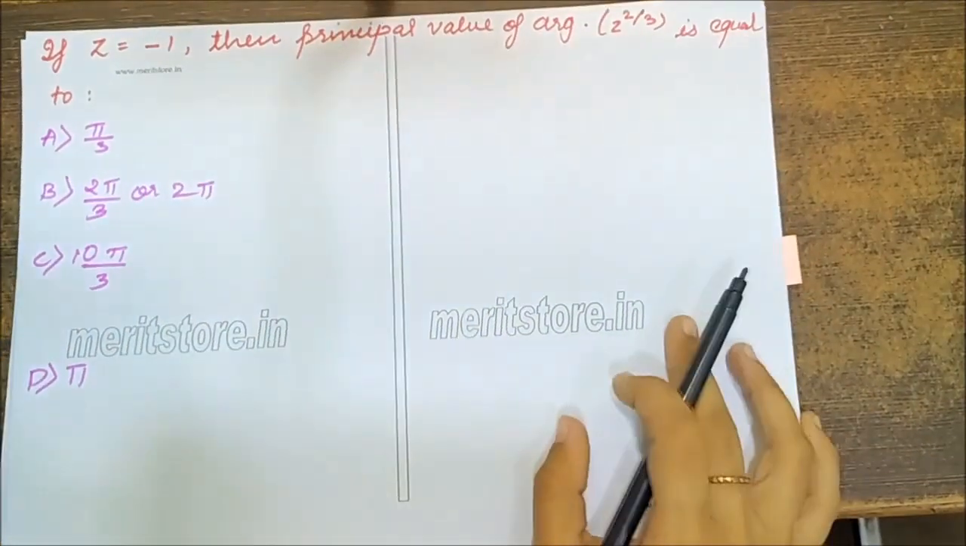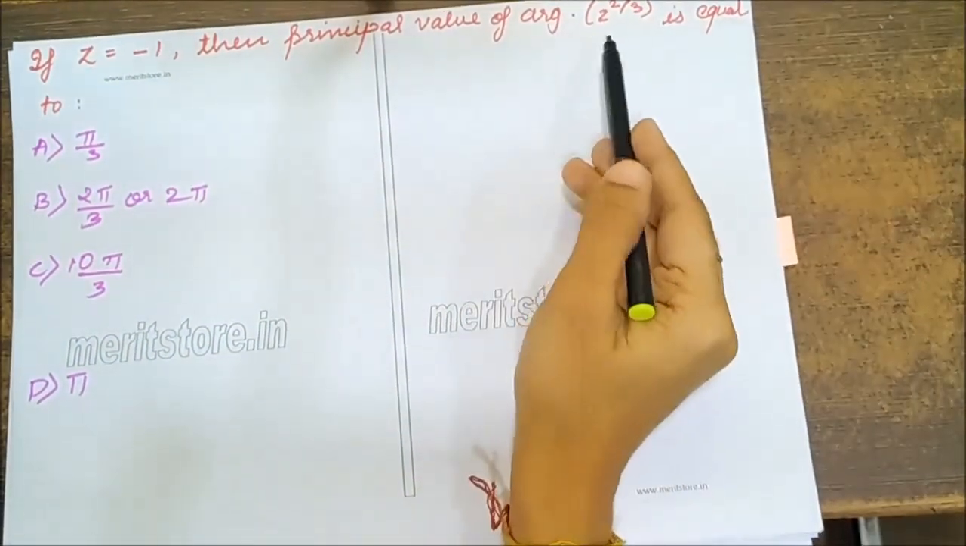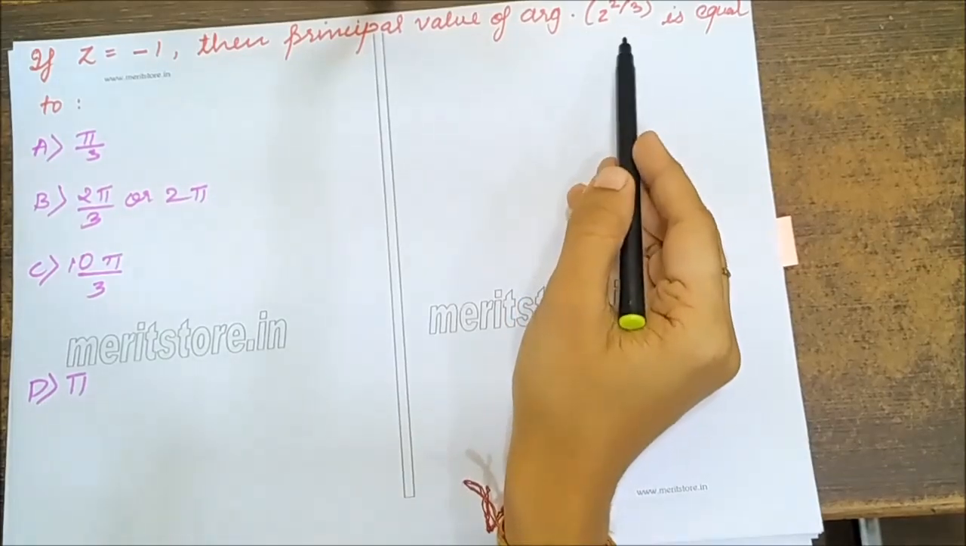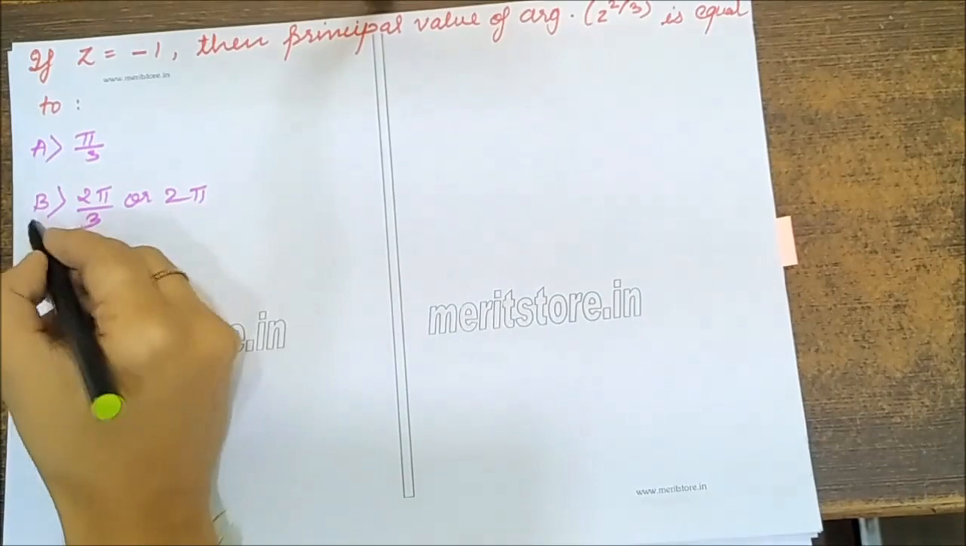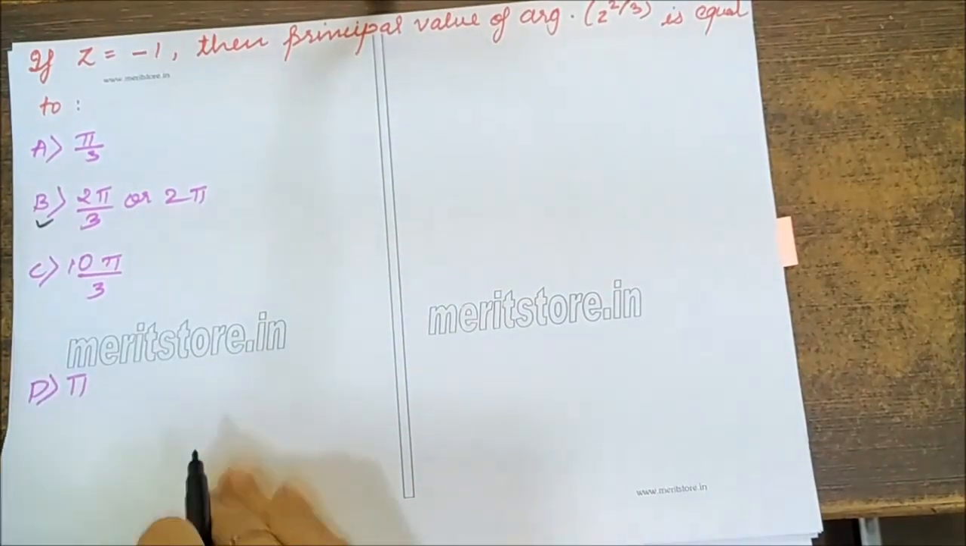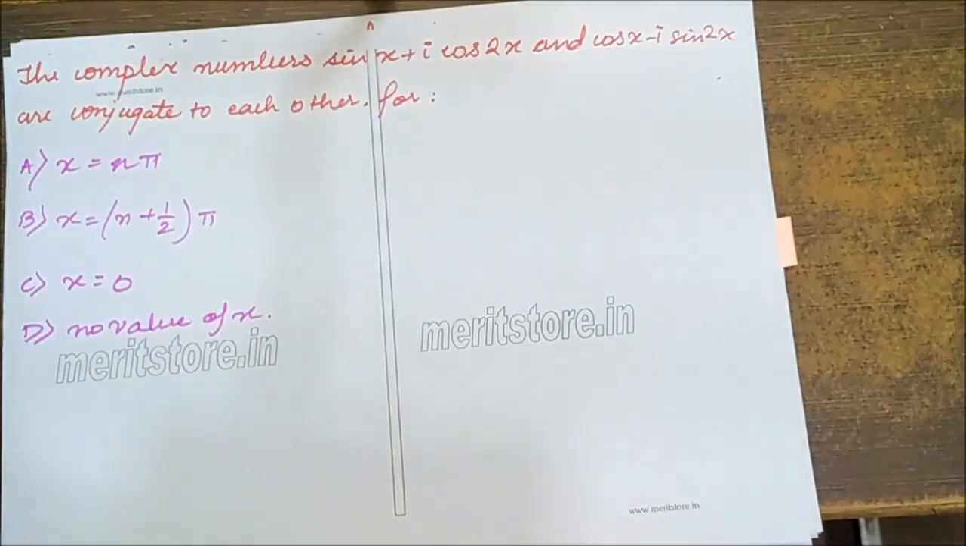If z is equal to -1, then the principal value for argument of z raised to -3 will be equal to B, 2 pi by 3 or 2 pi.